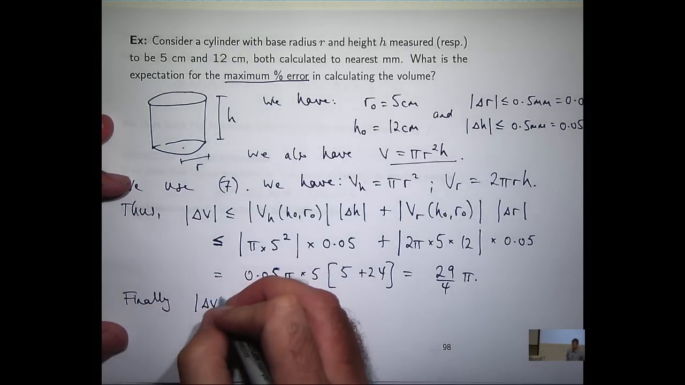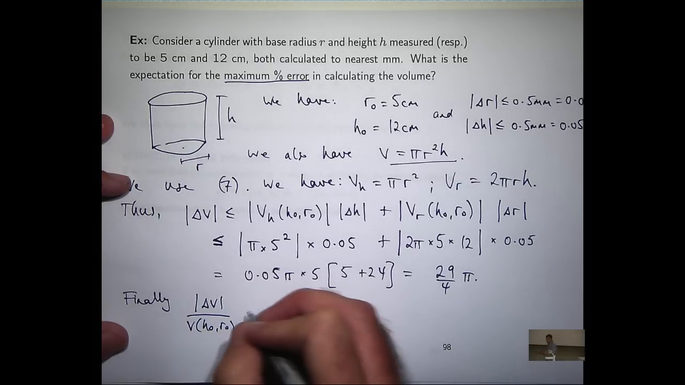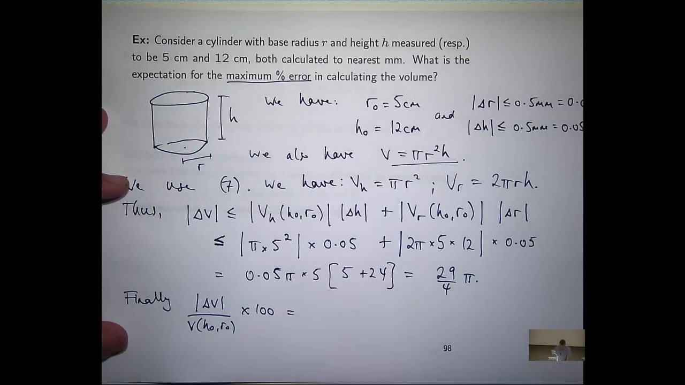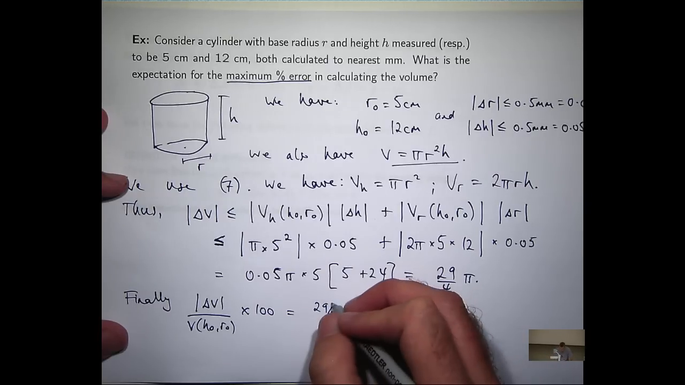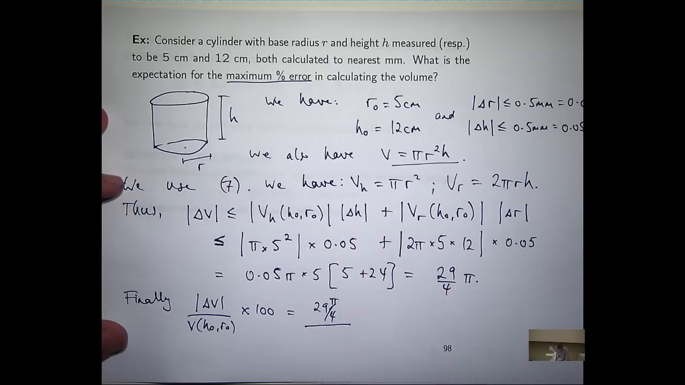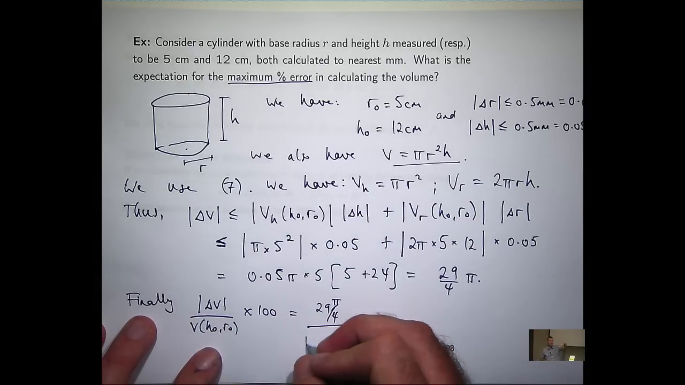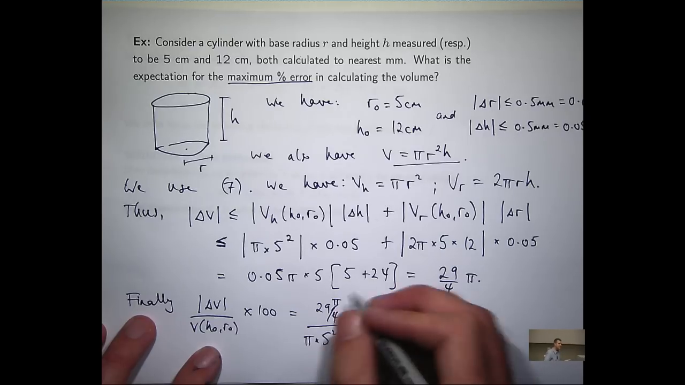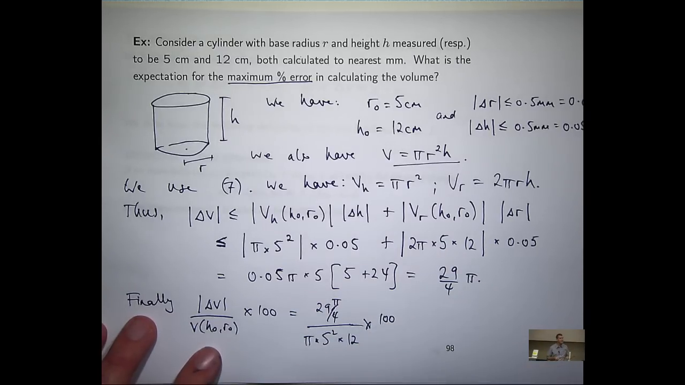We want to get an estimate on this. So I've got 29π/4, divided by the volume on our measurements. So that's going to be π times 5 squared times 12 times 100.